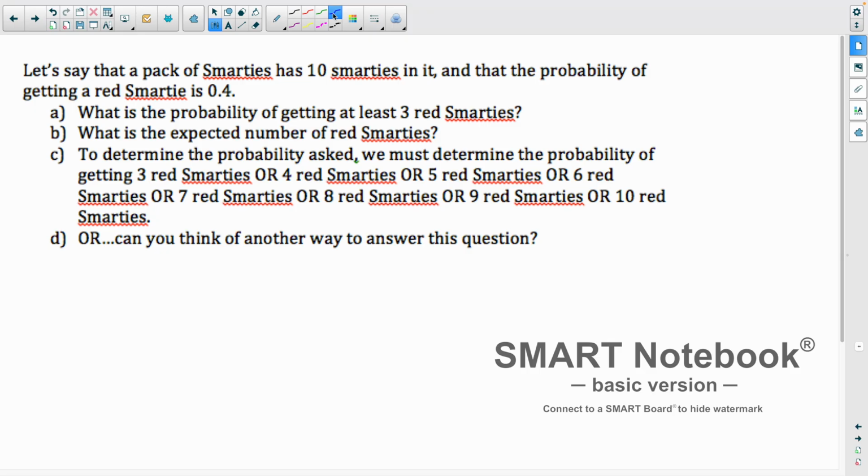Got it? So the probability of getting at least 3 red Smarties. I could get 3, I could get 4, I could get 5, I could get 6, all the way up to 10. Any of those would be choices. What does that sound like to you? Which one am I going to use, PDF or CDF? CDF. This is a CDF one, so I'm going to use CDF to answer this question.